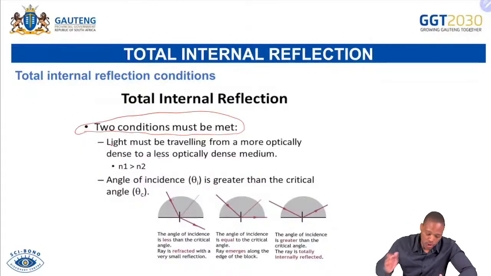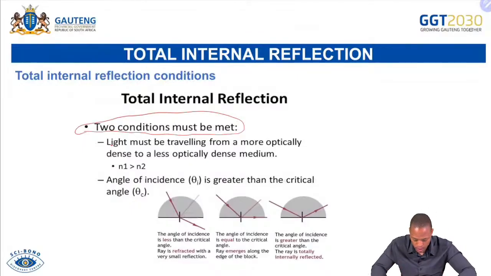And condition number 2, very important: the angle of incidence must be greater than the critical angle. Make sure that the angle of incidence is greater than the critical angle. It must be bigger than the critical angle. Then in that case, you are going to have total internal reflection.